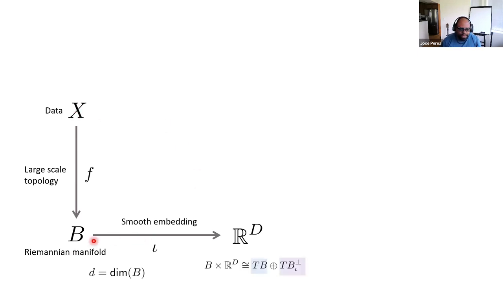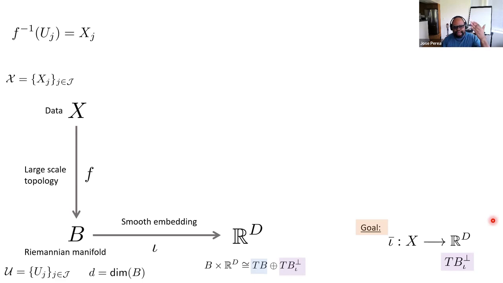Okay, so if you have B smoothly embedded in R^n or R^d, then it's got a tangent piece in blue, and it's got a normal piece in purple, the TB perp. And the goal of FiberED is to improve the map iota to an iota bar, so that I'm mapping X to R^D, but in such a way that the fibers are being mapped to the normal direction to B in R^D. Okay, so that's the philosophical goal. How do we do that? The first thing we do is fix an open cover for B and pull it back to X. That gives you the X_j's.